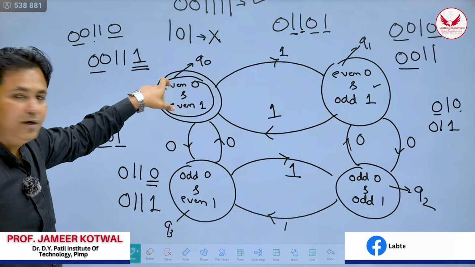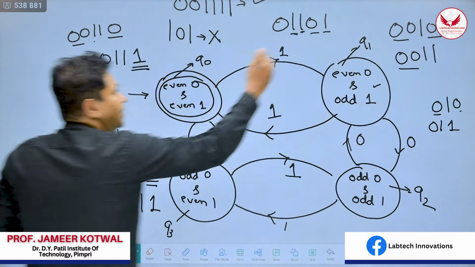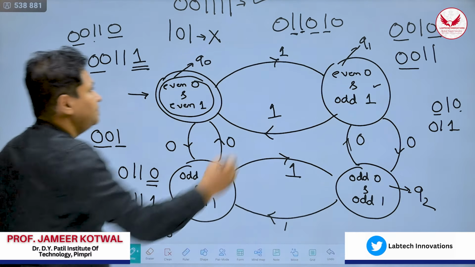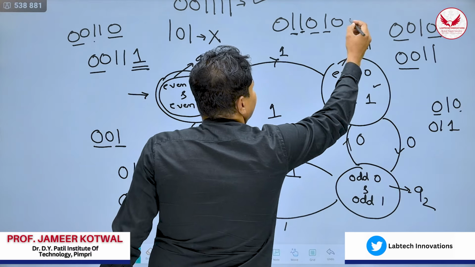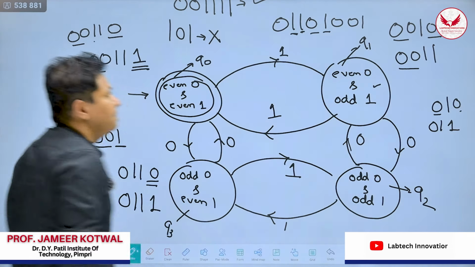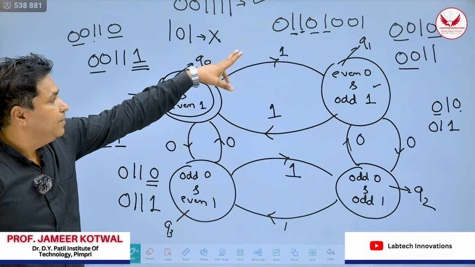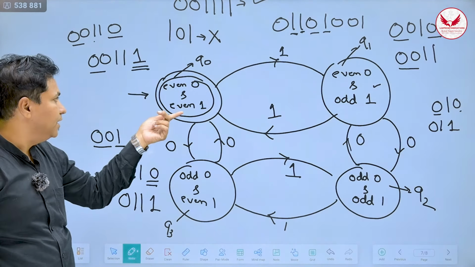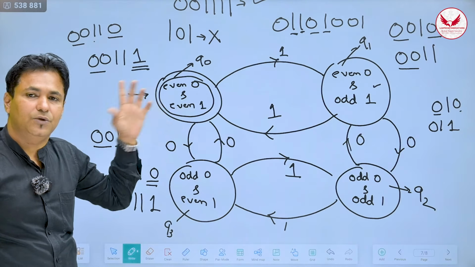And if I want to halt in the final state, the input string should be in this way. That is, now it's an even number of 0 and even number of 1. So just check it, you come to know that it is going to halt in the Q0 state, that is the final state.